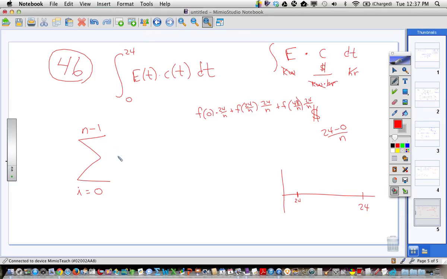Well, what's the pattern? Instead of f, I'm going to use the functions I have here. So I'm going to actually have two functions here. So what's going to go in here? 24i over n. Because remember, we're starting at 0, so when we put a 0 in for i, that'll give you 0 for my first one. And when I put a 1 in for i, that'll give me 24 over n. So both of these are going to have 24i over n. And then what's my width? 24 over n. Right? So it'd be something like that.